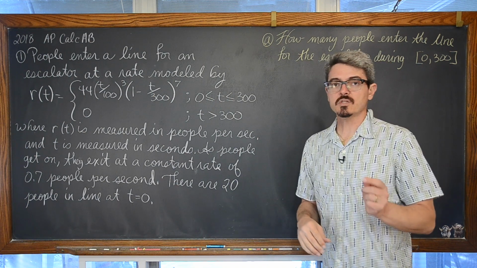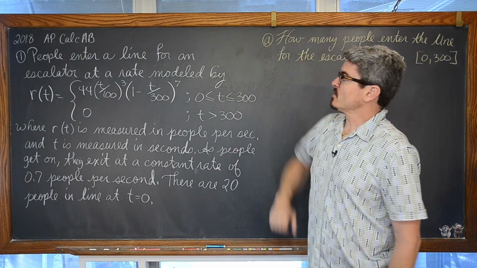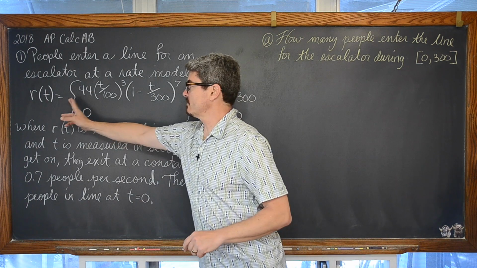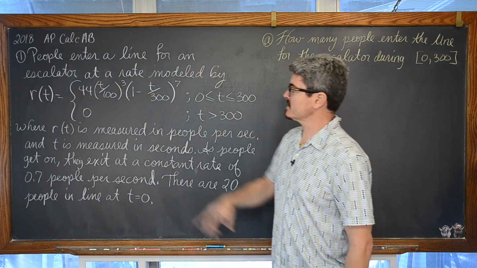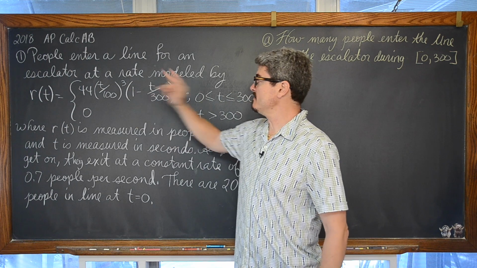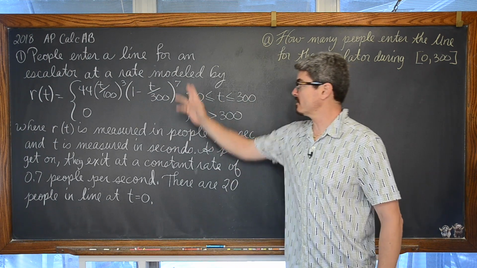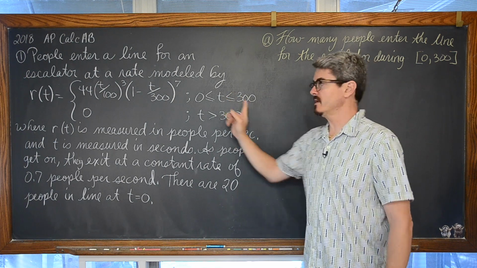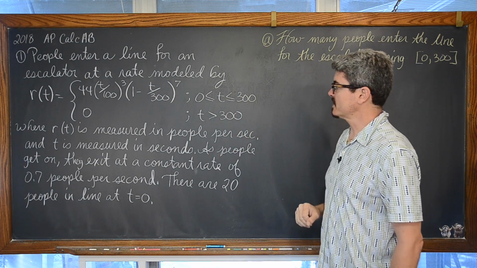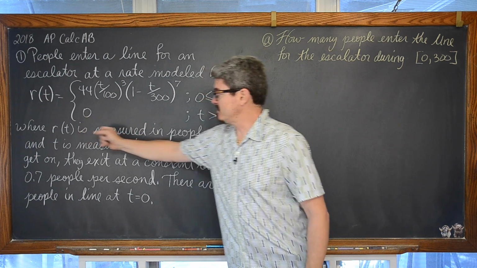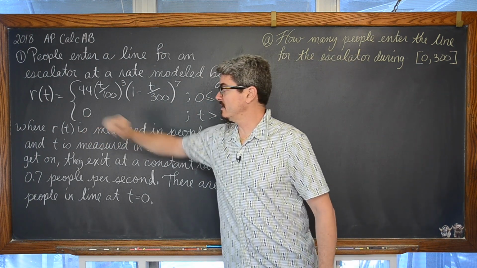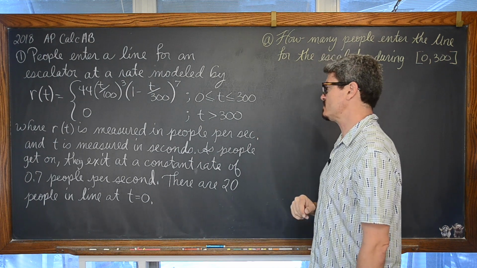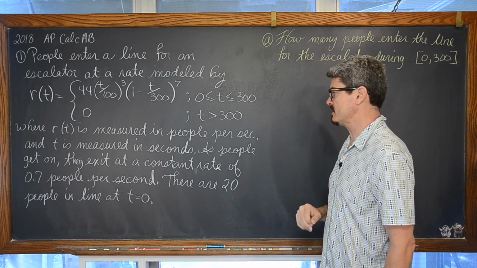A very good resource. People enter a line for an escalator at a rate modeled by this piecewise function: r of t is equal to 44 times (t over 100) cubed times (1 minus t over 300) raised to the 7th power during the time period of 0 to 300 seconds, and it's a closed interval. Beyond 300 seconds, we have a rate which is equal to 0. Nobody is entering the line. Where r of t is measured in people per second and t is measured in seconds.